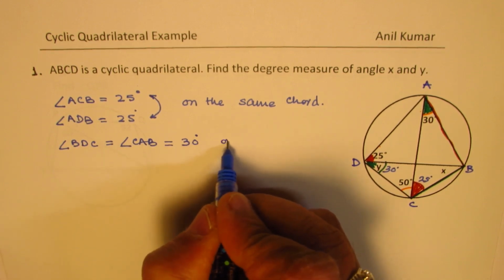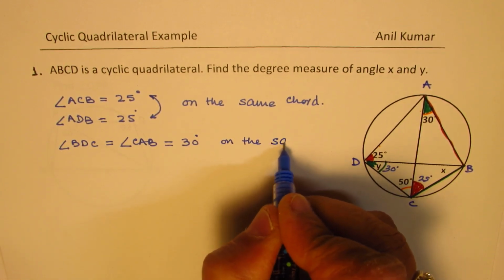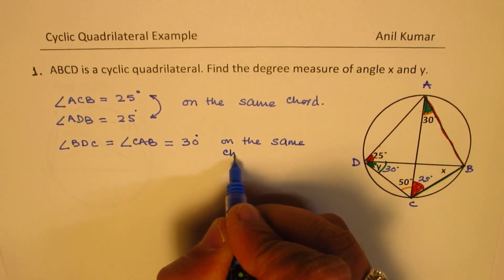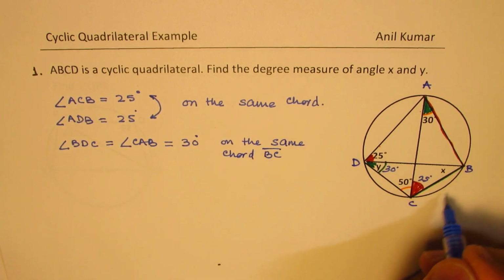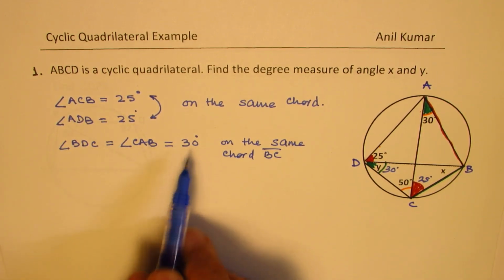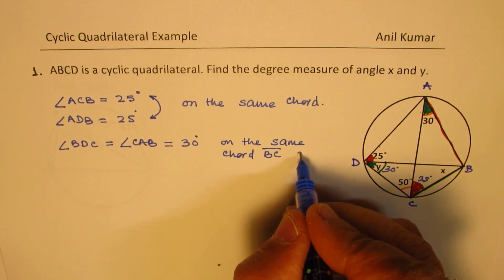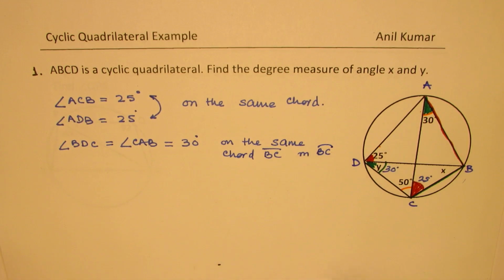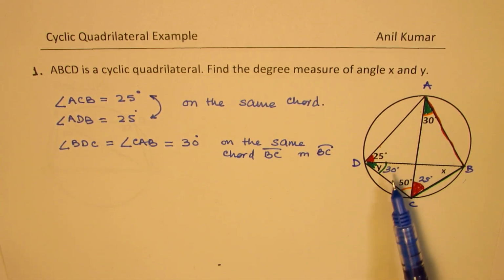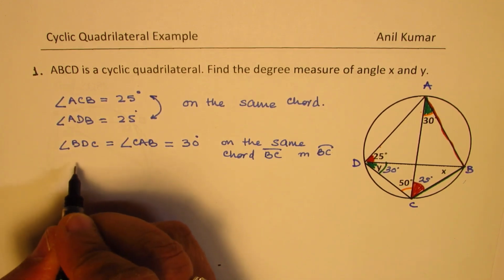They are on the same chord, which is BC, right? Sometimes we say the arc, right? So they have the same measure of arc. So we can also say same measure of arc BC, right? We could also write measure of arc. But either way, you should understand that these 2 angles will be exactly same. Got it? So we got our angles, Y at least. So we now know that Y is equal to 30 degrees.